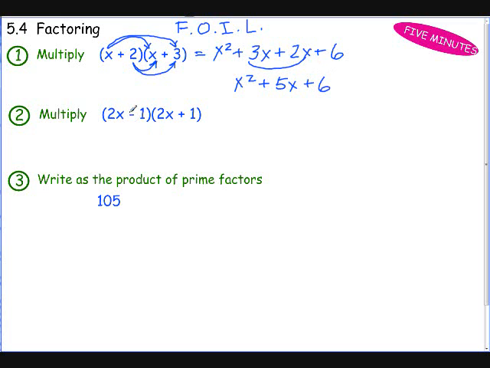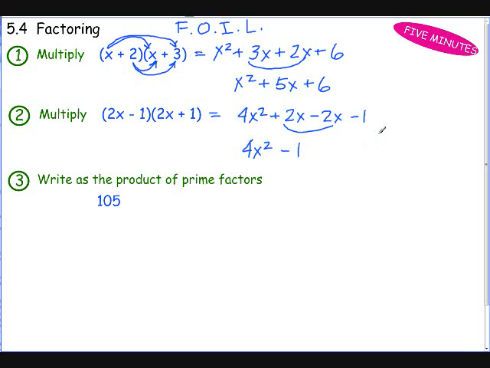How about this one? Same approach. The first, that's right, we multiply the 2 times the 2 as well as the x times the x. Then the outside, the inside, and the last. Combine like terms. Oh, they cancel each other out. Indeed. So we end up with 4x squared minus 1.